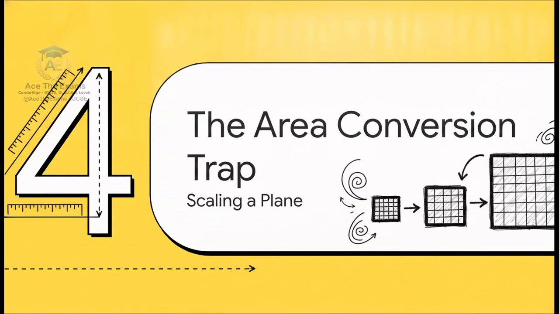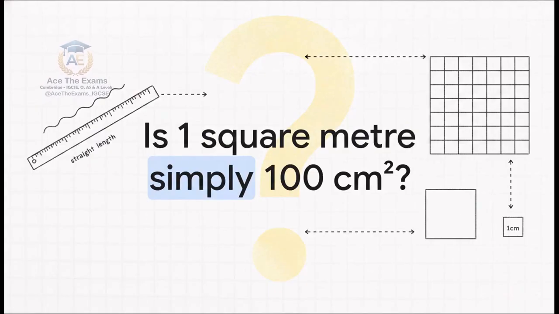Welcome to section 4, the area conversion trap. This is literally the most common pitfall people face when shifting their thinking from a one-dimensional line to a two-dimensional plane. I want to pose this question directly to you because it really challenges our basic intuition. If you know for a fact that 1 straight meter equals 100 centimeters, then logically a square meter should just be 100 square centimeters, right? I mean, it sounds completely correct based on the base 10 rules we literally just learned.